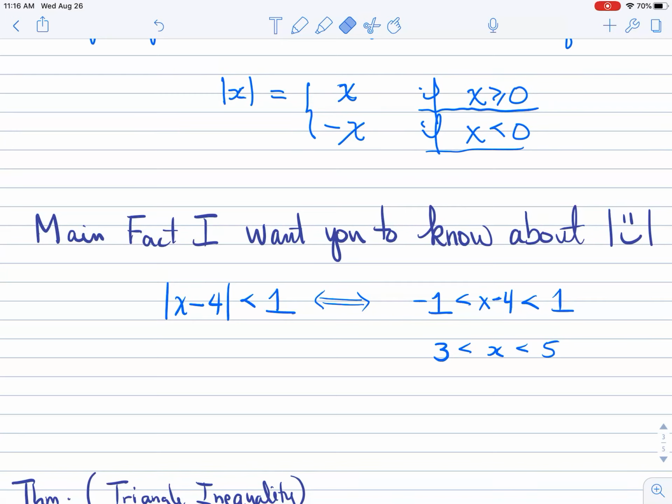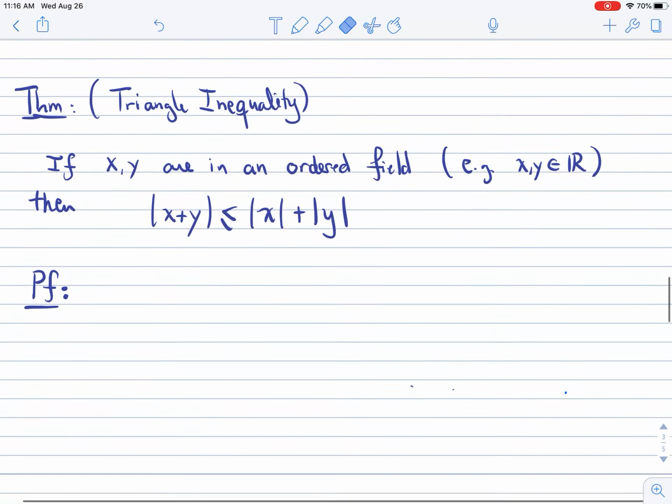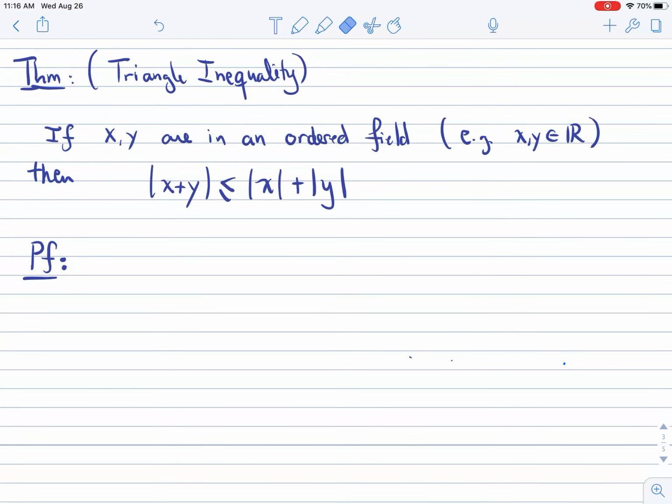Okay. So now I just want to prove a triangle inequality, and I think this is the last thing I'll do in this video. And so anytime we have an ordered field, and for us, typically we're going to have two numbers that are real numbers, then it's going to be true that if I take the absolute value of x plus y, that's going to be less than or equal to adding the absolute values up separately. Okay, so let's prove that. Okay. And how will I prove that?